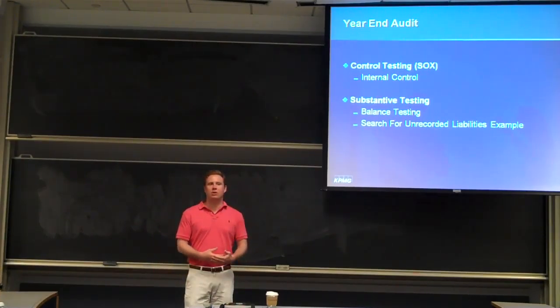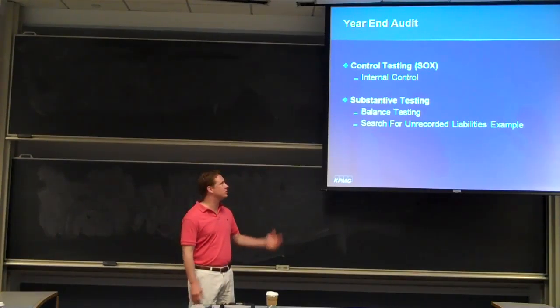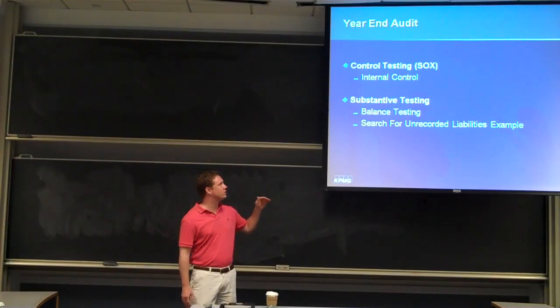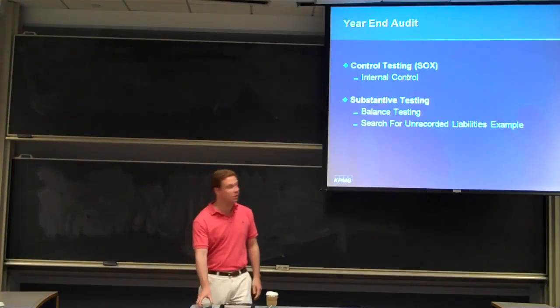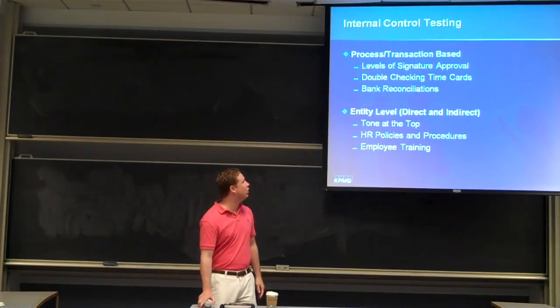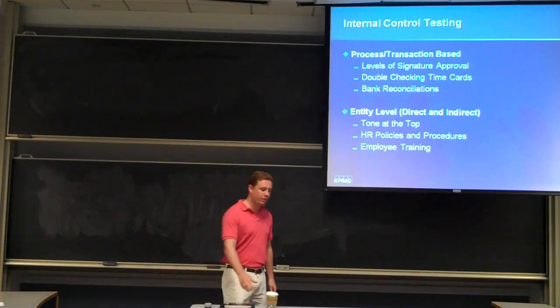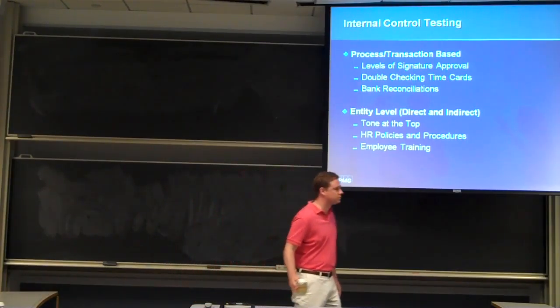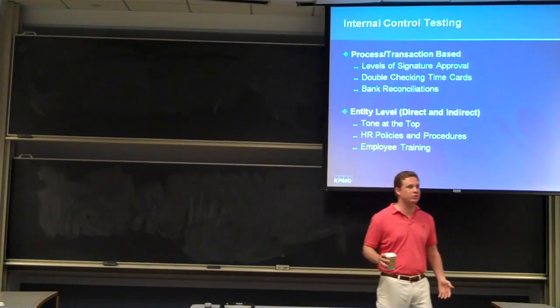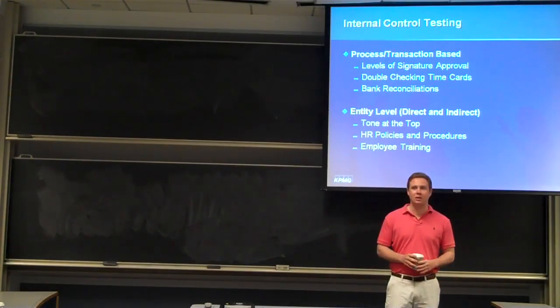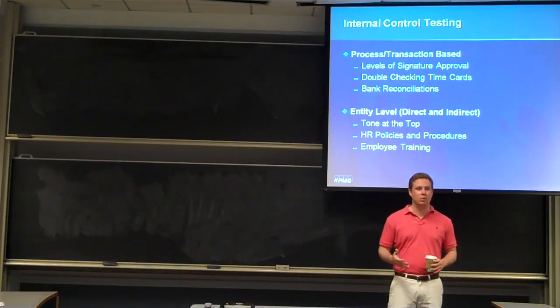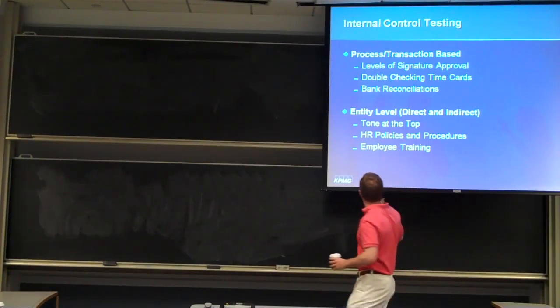So after Enron happened, Congress passed the Sarbanes-Oxley Act. So we'll talk about internal control testing and substantive testing. So what is an internal control? We've got some examples up here. Basically, an internal control is just a process designed to make sure that the financial reporting is accurate. So we have some examples up here.